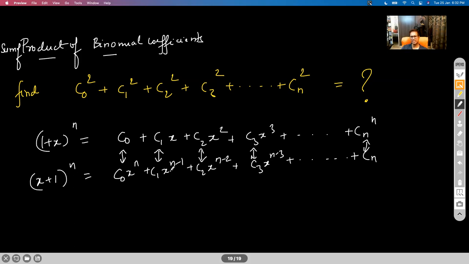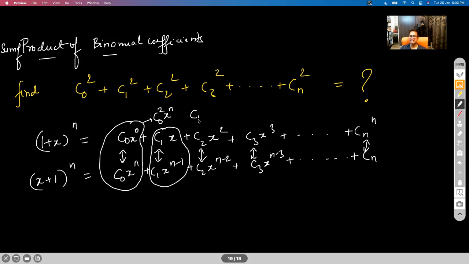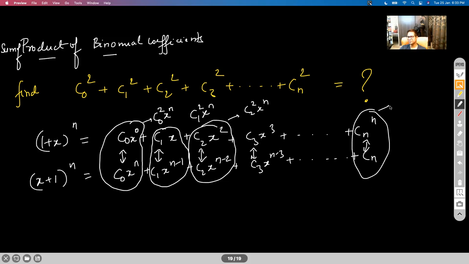Thankfully, C0 square, C1 square, C2 square, C3 square, etc., they all are actually coefficients of x to the power of n. As you can see, when you completely multiply these two terms, you'll end up getting C0 square xn. When you multiply these two terms, you'll end up getting C1 square xn. When you multiply these two terms, you get C2 square xn, and so on till this term. Now, what is this actually? The observation here is that your given series, let's say I call this S, actually occurs as a coefficient of x to the power n.